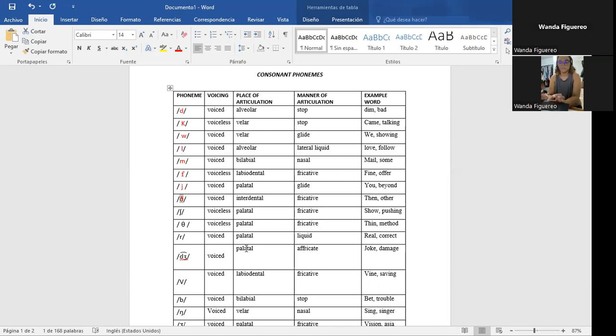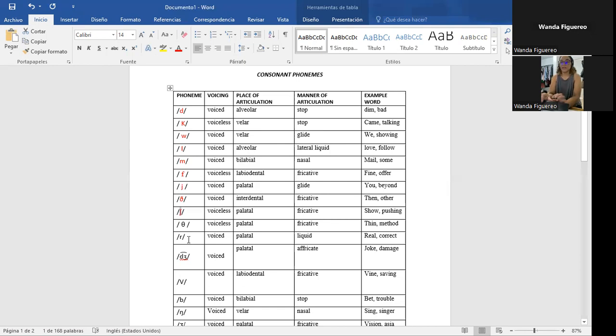We also have the sh sound. This one is a voiceless palatal fricative, so it sounds like sh. Some examples are show and pushing.